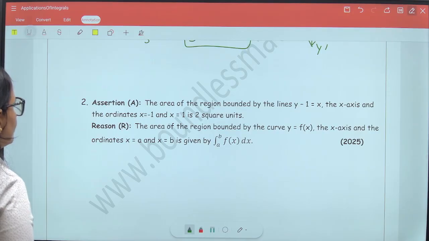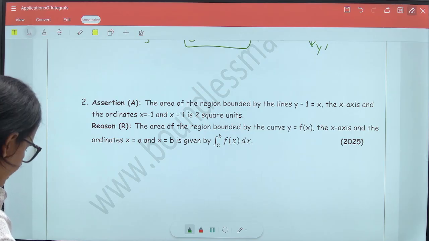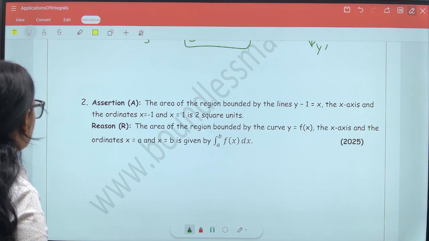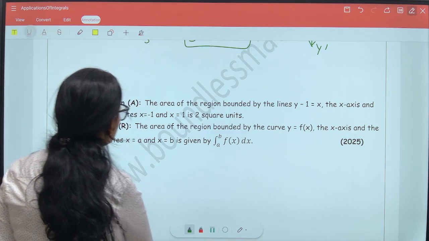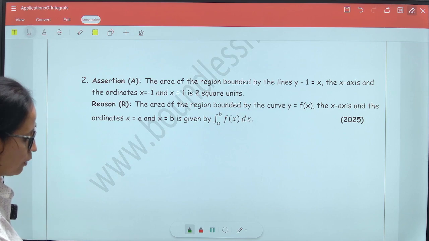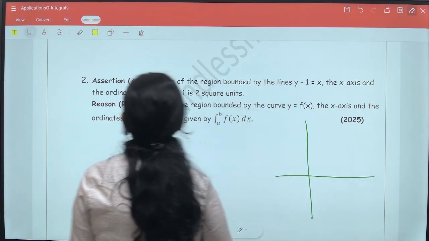The area of the region bounded by the lines y minus 1 is equal to x, the x axis and the ordinates x is equal to minus 1 and x is equal to 1 is 2 square units. So let's see if the area is 2 square units. First you should understand the question and try to figure out is it really 2 square units. So let's draw the coordinate axis.